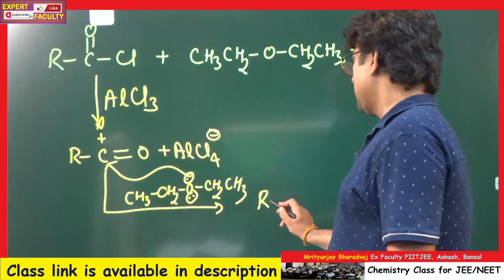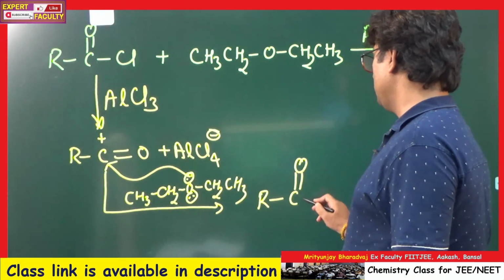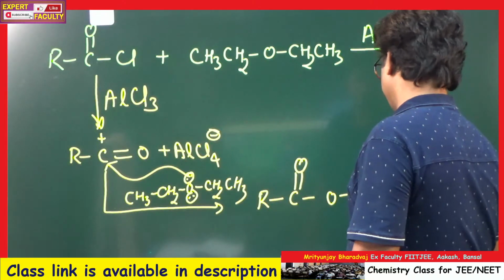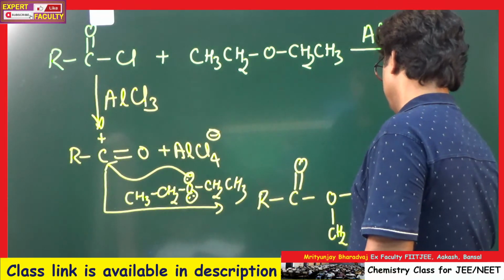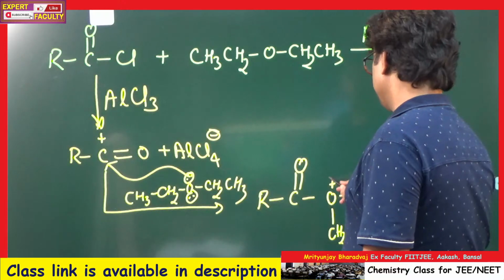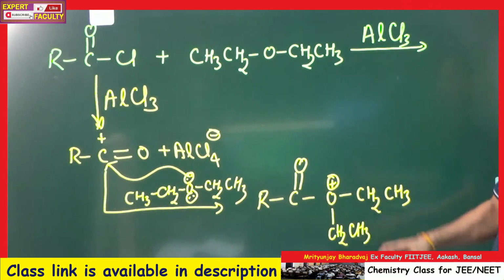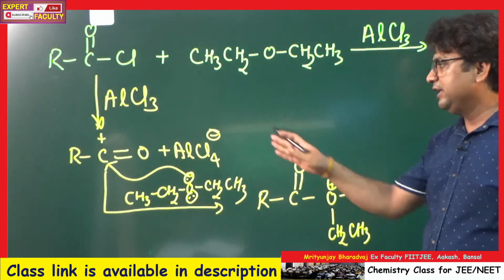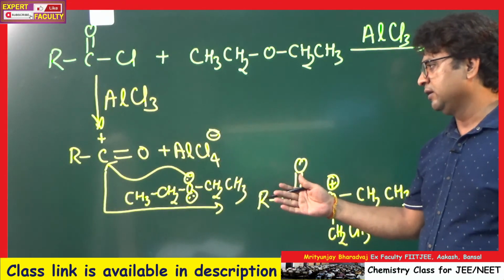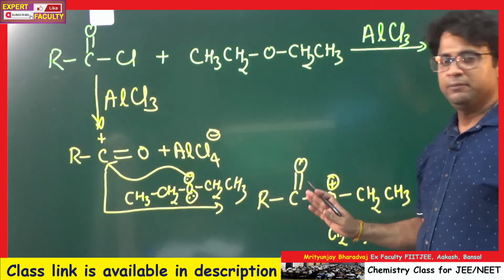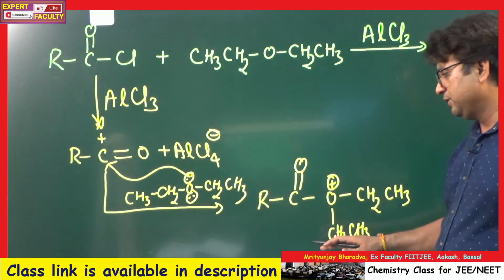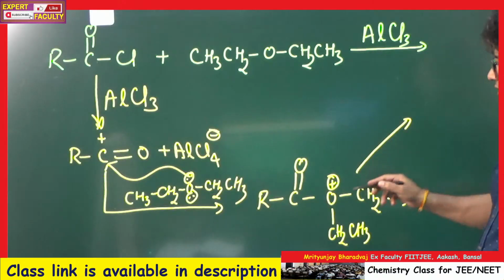Then we have RC double bond O, O, CH2CH3, CH2CH3, and now the oxygen gets a positive charge. If this is the path for our mechanism, we never find any step which is not feasible. Are you getting the difference? So this will be the process.